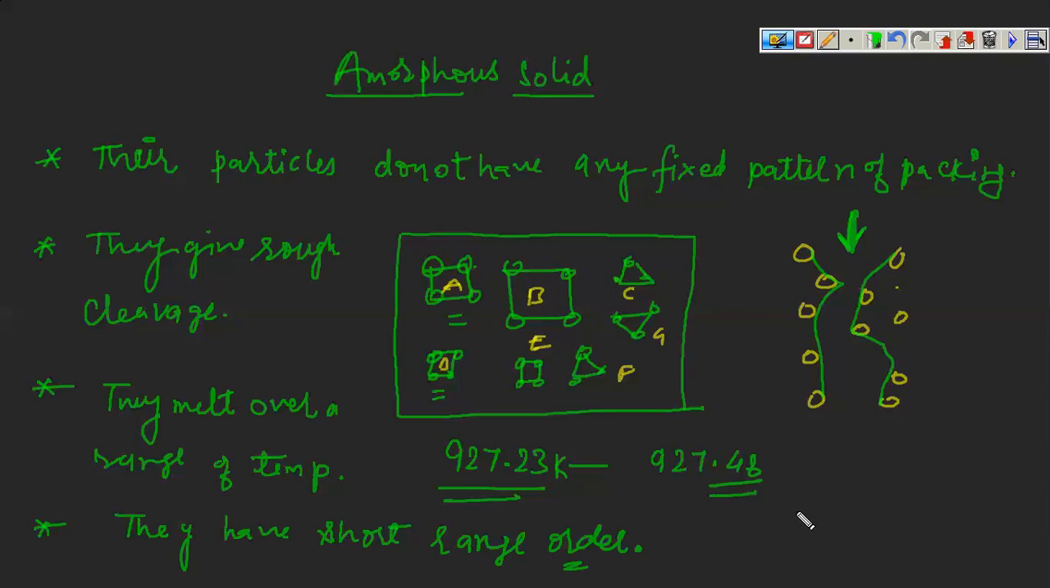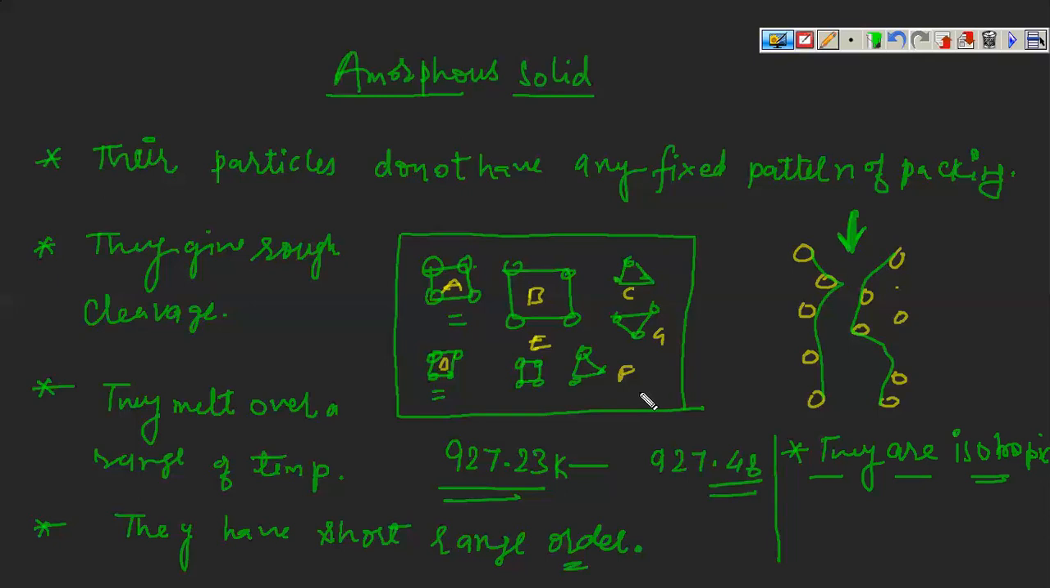And the most important thing, they are isotropic. Another last point, they are isotropic. Why are they isotropic? The simple reason: if you observe this solid from any direction, the arrangement is not fixed, it is a different arrangement. It is not fixed from any definite direction.